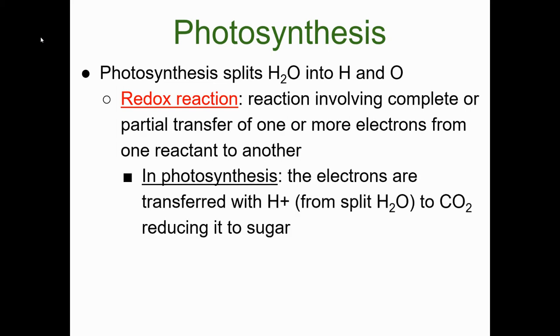Now, in photosynthesis, the electrons are transferred with protons, and the protons are H plus from the splitting of water, right? So remember, we split water and we get two hydrogen and oxygen, and those hydrogen are going to be hydrogen ions. What's going to happen? The essence of photosynthesis is that these electrons are transferred with these protons to carbon dioxide, and it's eventually going to reduce it to sugar. And again, think of this as a real overview of photosynthesis, and then we're going to get more into the nitty-gritty of what actually happens and how this happens.